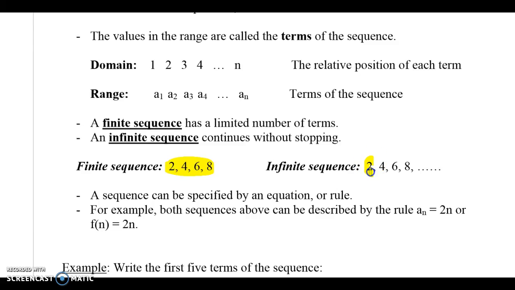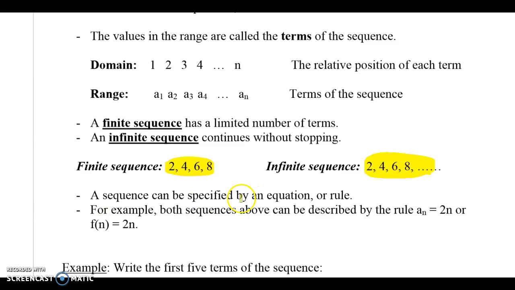An infinite sequence, 2, 4, 6, 8, dot, dot, dot. Does anybody know what the dot, dot, dot is actually called? An ellipses. High five. Okay, so an infinite sequence has some sort of a pattern and it continues on and on and on and on.